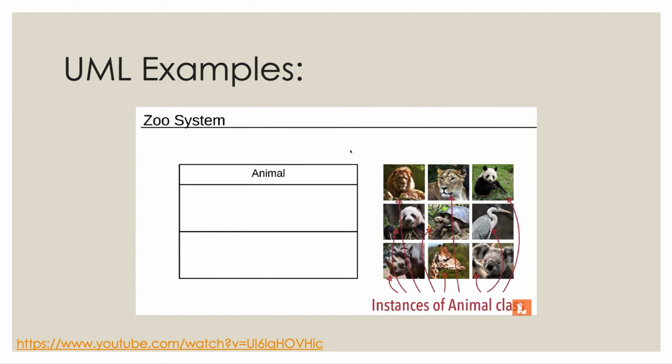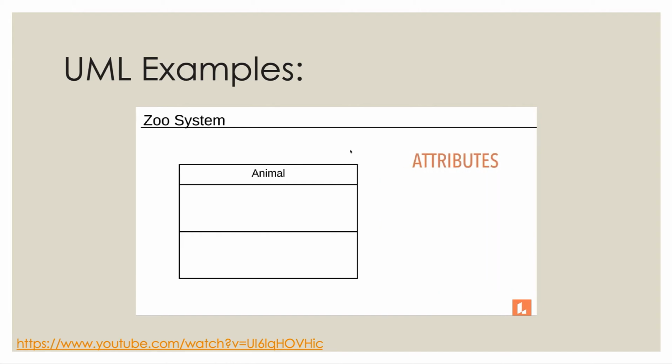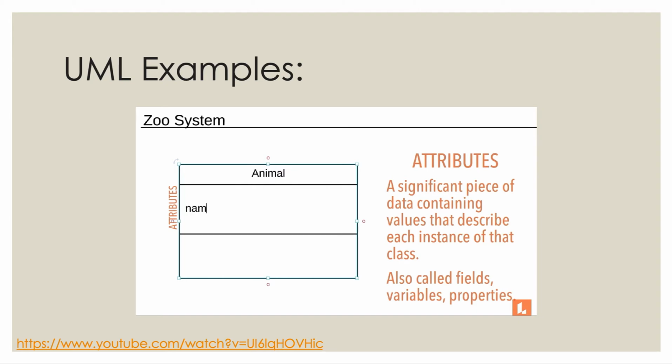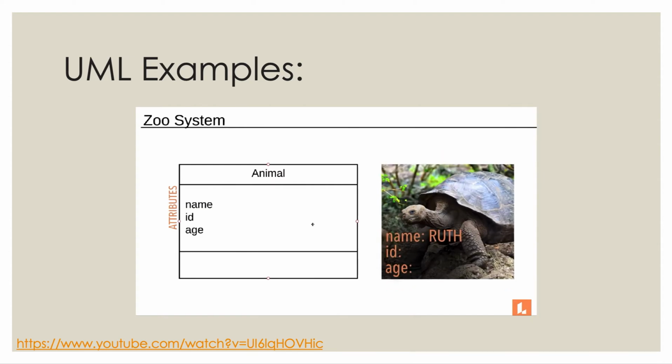So the question is, how would you go about identifying each instance of that class? You do that through attributes. An attribute is a significant piece of data containing values that describe each instance of that class. They're also known as fields, variables, or properties, and they go in the middle section here. So for our animal class, we could create attributes like name, ID, and age. That way we could identify a specific instance of the animal class, like Ruth, ID number 304, age 114.